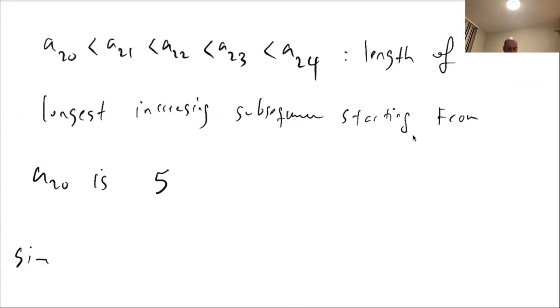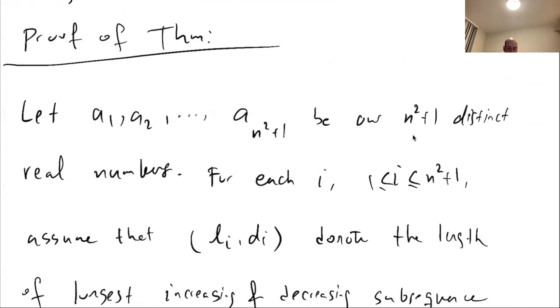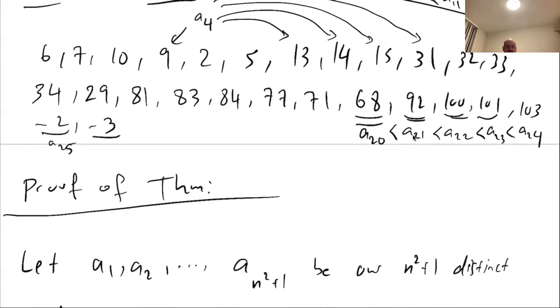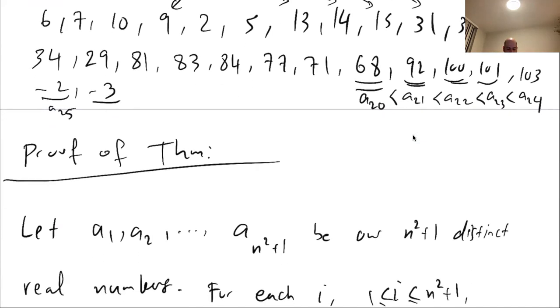And similarly, what about the longest decreasing? If I want to have a decreasing subsequence starting from a20, which is 68. Decreasing means that if my first element is 68, then the next element must be less than 68. But 92 is not less, 100 is not less, 101 is not less, 103 is not less, -2 is less. And -3 also is less than -2.